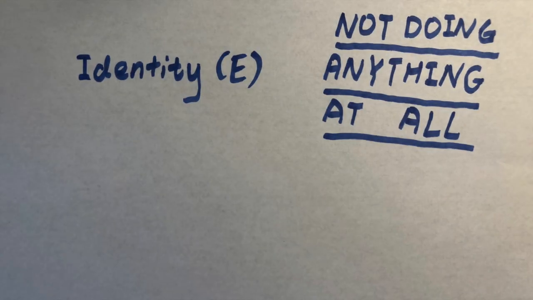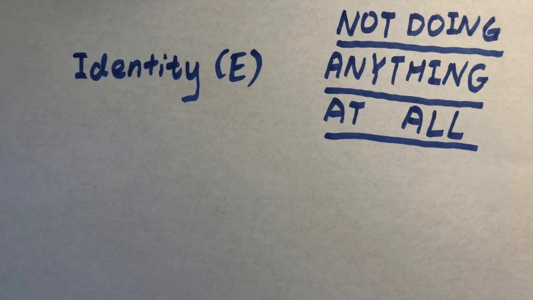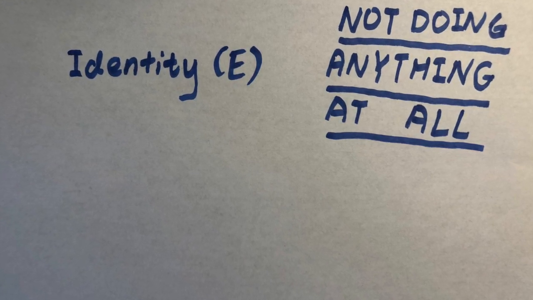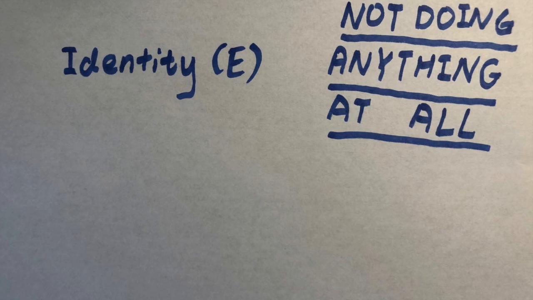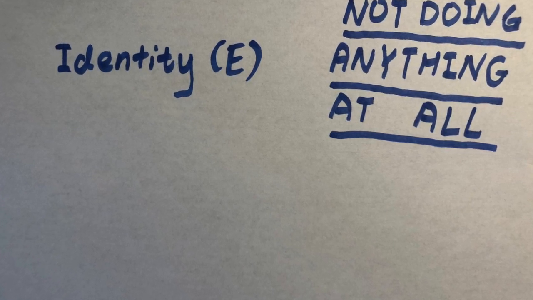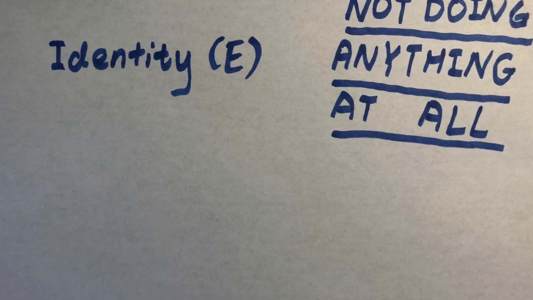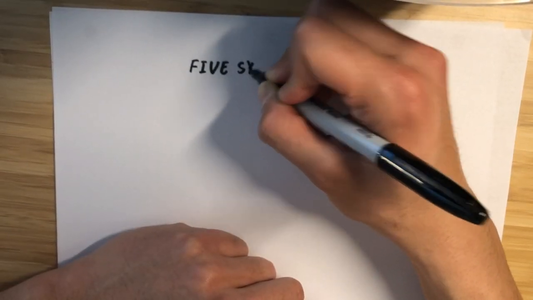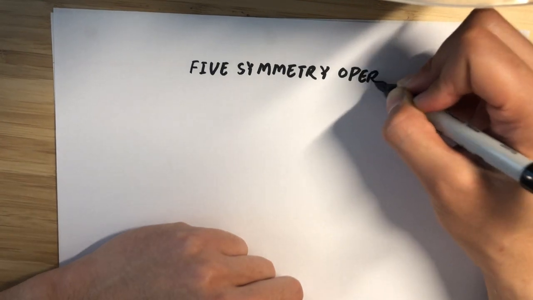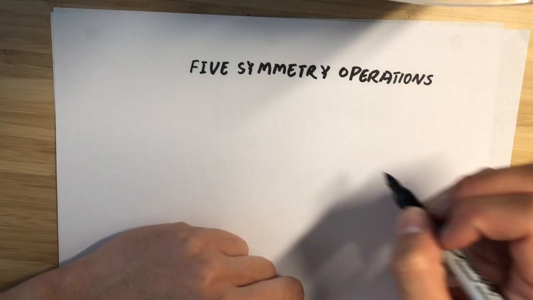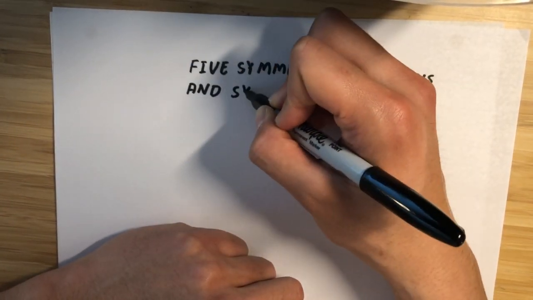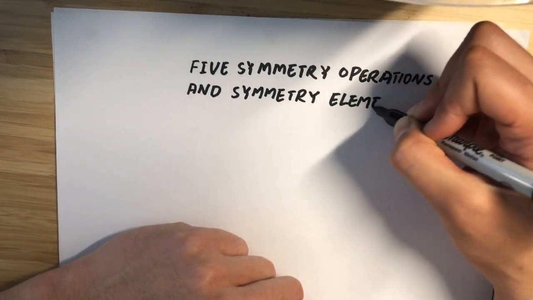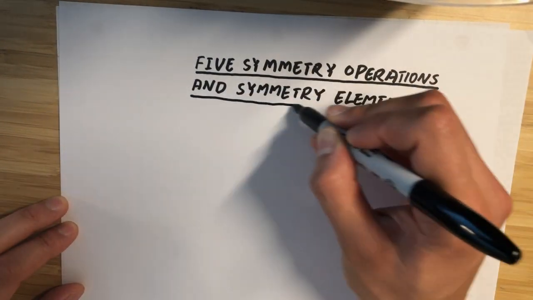The last symmetry element is the identity. The operation associated with it is simply not operating on the object at all. Every molecule possesses the symmetry element of identity. So, by the end of this tutorial, I'm hoping that you will have a basic understanding of the 5 essential symmetry elements and their corresponding operations.